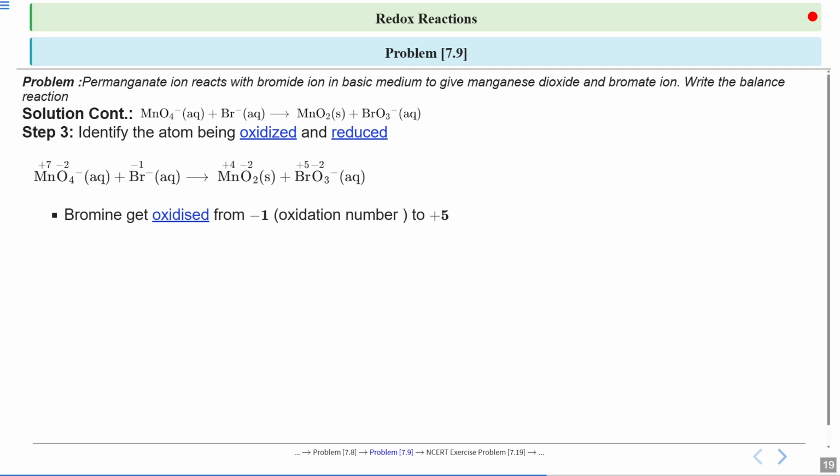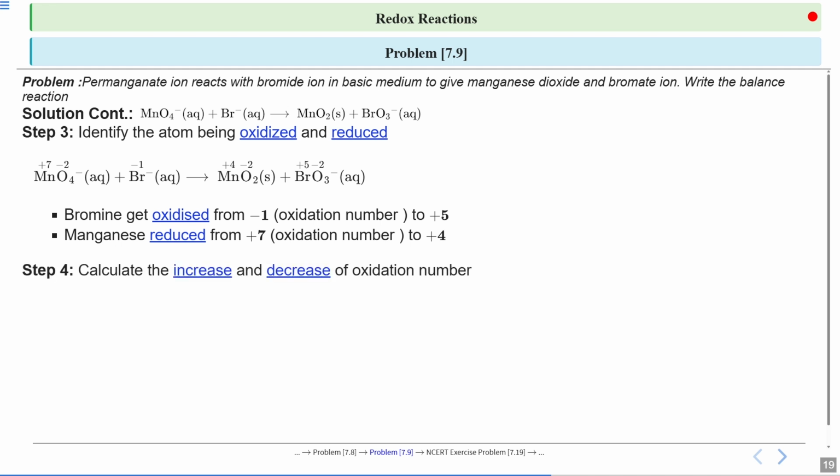So in order to know about the oxidized and the reduced one, if we look at bromine, bromine is getting oxidized as its oxidation number has changed from -1 to +5. That means its oxidation number has increased. And if we consider manganese, manganese has been reduced from +7 to +4. Why? Because the oxidation number has decreased. And a decrease in oxidation number means that reduction has taken place.